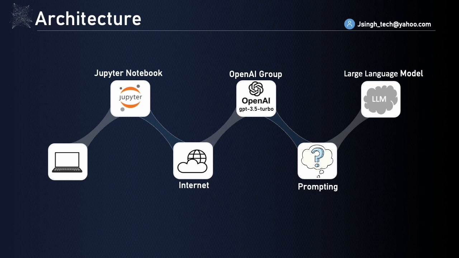Now I'm going to go over the architecture of this project. So from your device, you are going to access your personal Jupyter Notebook through Anaconda, which will display via the internet. Then you will use OpenAI to retrieve the GPT Model 3.5 Turbo. After that, we will use prompting. Prompting is essentially how you ask the model questions.